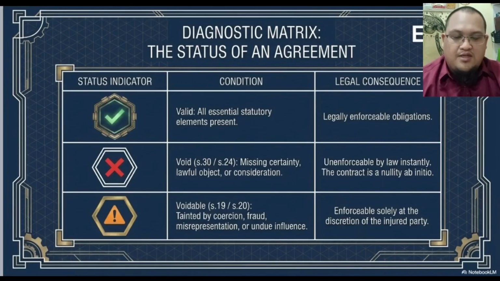The third category is a voidable agreement. In this situation, one party has the right to cancel the contract due to factors such as coercion, misrepresentation, or fraud. Through these categories, we can understand that contract law not only determines whether an agreement exists, but also determines whether the agreement is valid, void, or voidable.